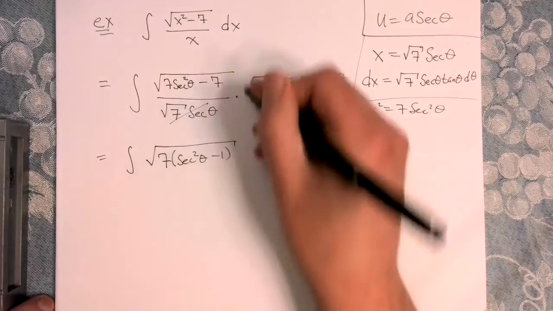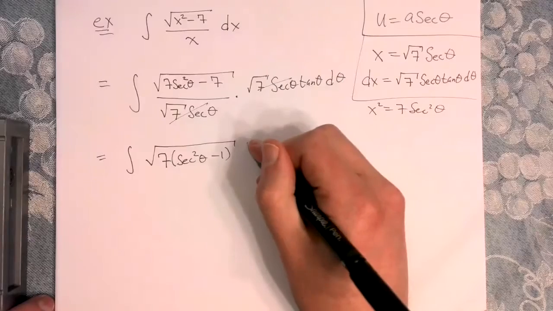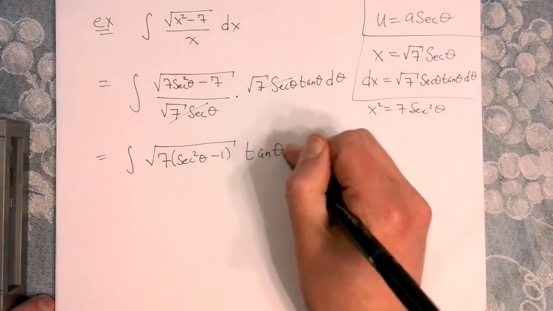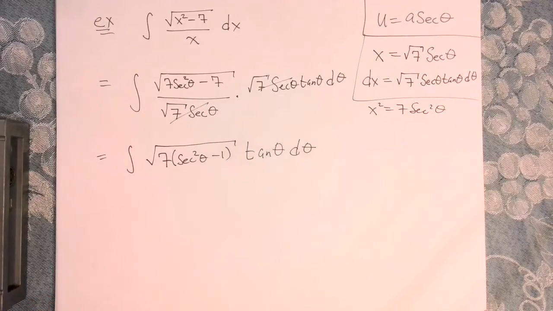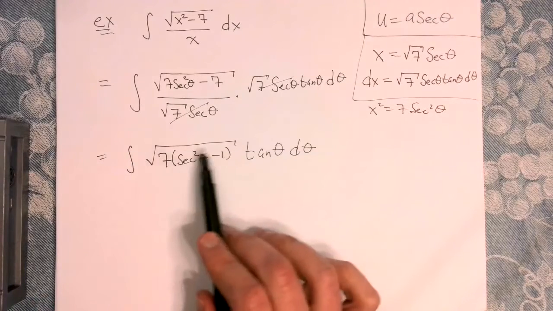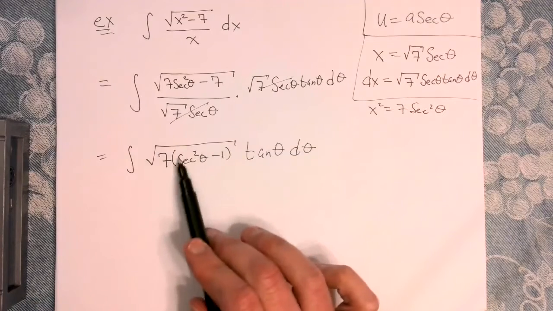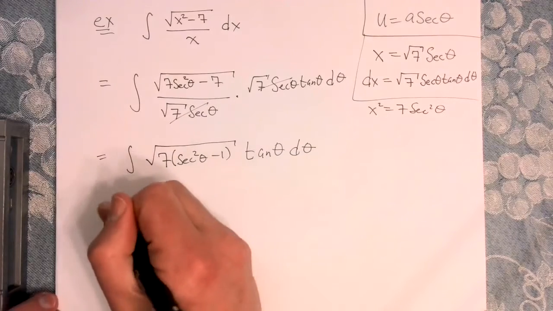Okay, so I'm happy with that. And then I think I still have a copy of tangent here. Okay, well, this is a very famous Pythagorean identity. We know that this is equal to tangent squared.